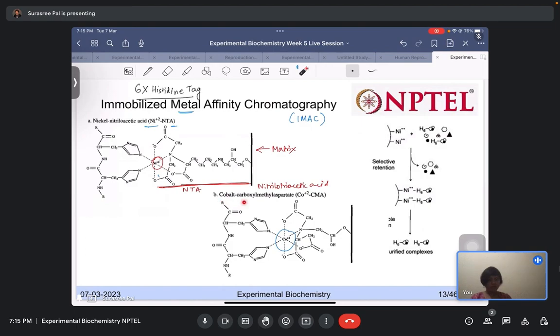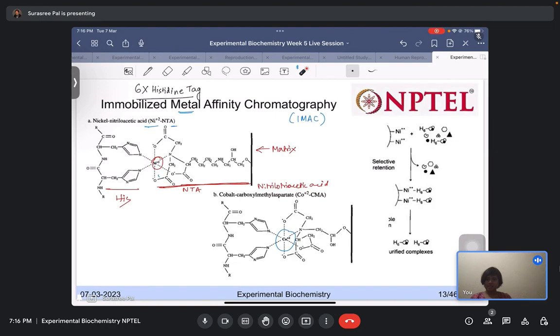So this is cobalt carboxymethyl aspartate, this is the resin, right? And the histidine tagged protein, these are the histidine residues, right? These histidine residues have this imidazole group which can form coordination bonds with this carboxymethyl aspartate resin, or here the NTA resin, and it can specifically bind to this resin with high affinity.